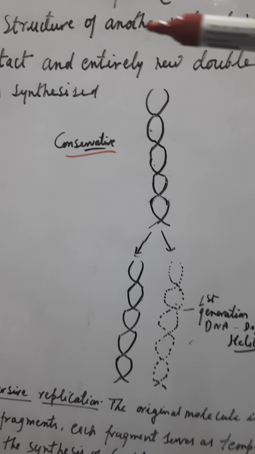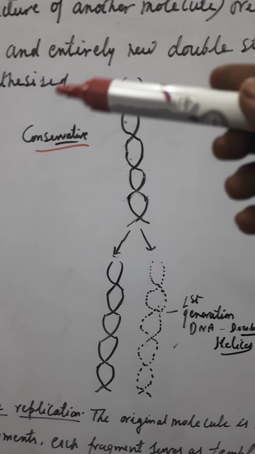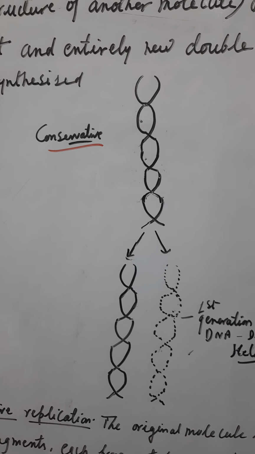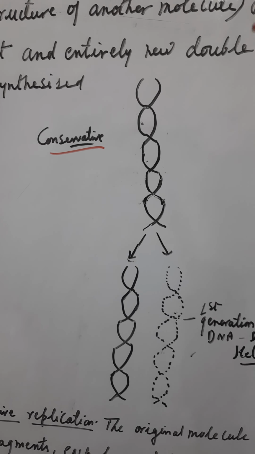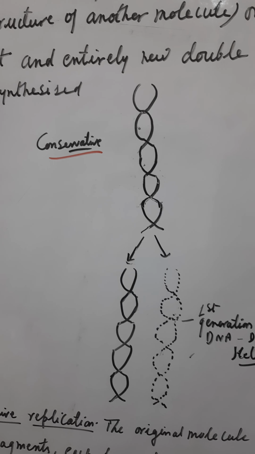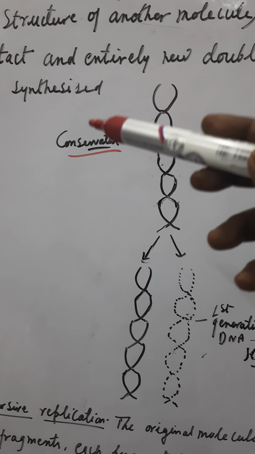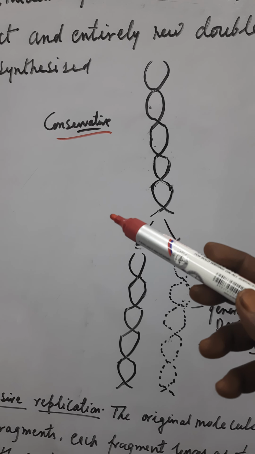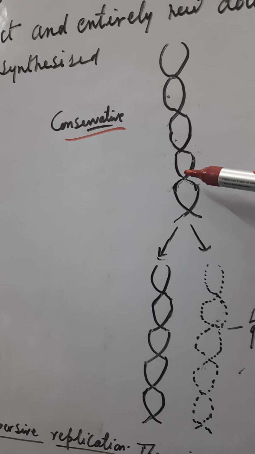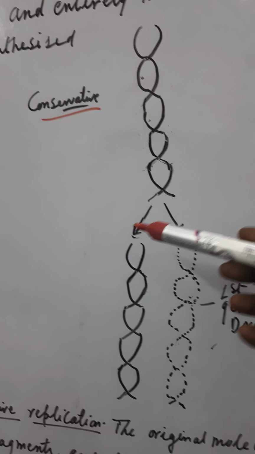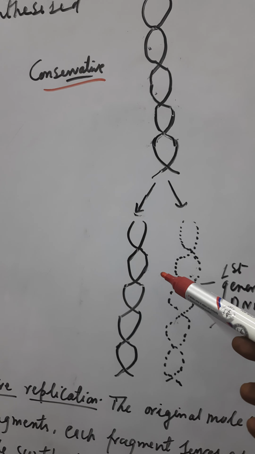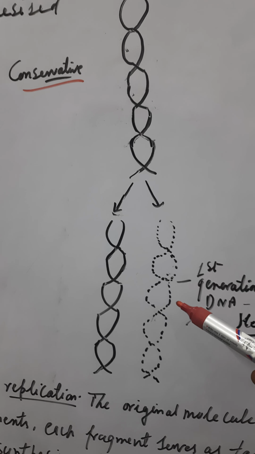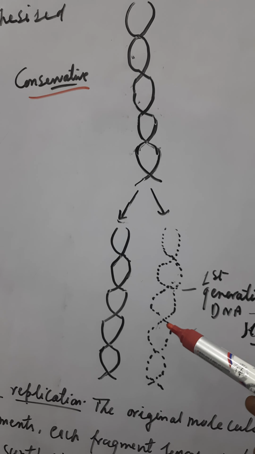So here, the original double helix serves as a template, that is, the molecular mold that shapes the structure of another molecule, and this original molecule is intact and an entirely new double stranded molecule is synthesized. This is the conservative one.